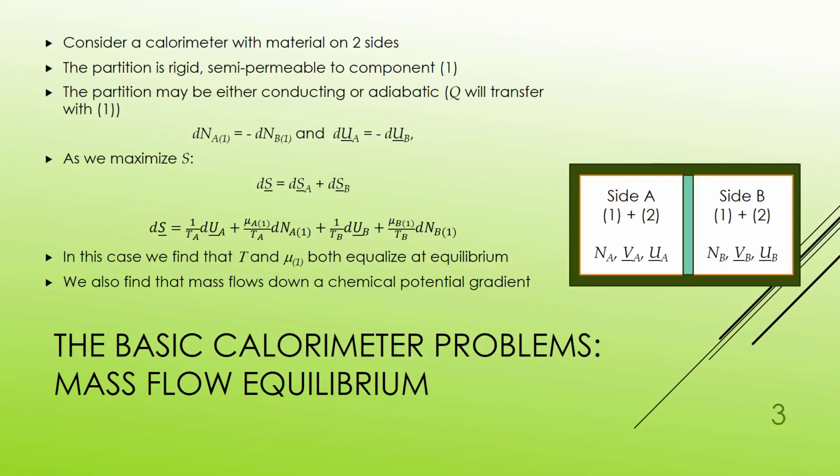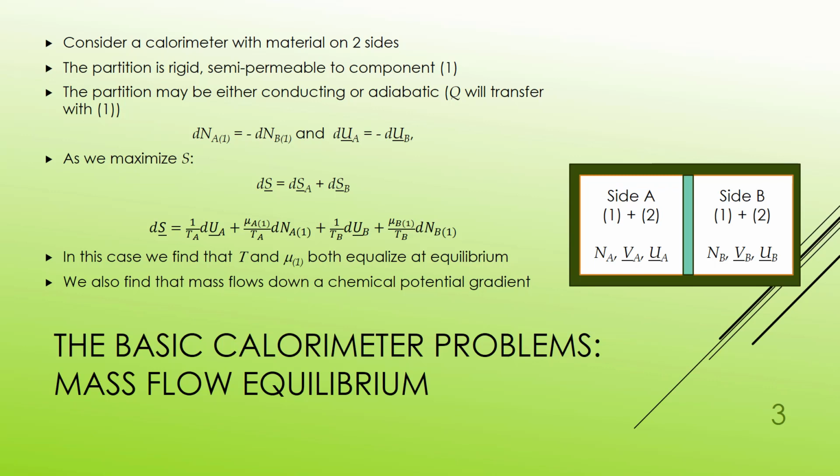Earlier, we had looked at the basic calorimeter problems, and one of these was the mass flow equilibrium. In this case, we had a calorimeter, which is an insulated, isolated device with material on the two sides, made up of a binary mixture for the sake of simplicity. The partition between the two sides was rigid and semi-permeable to component 1, so one molecule only could move back and forth between the two sides.